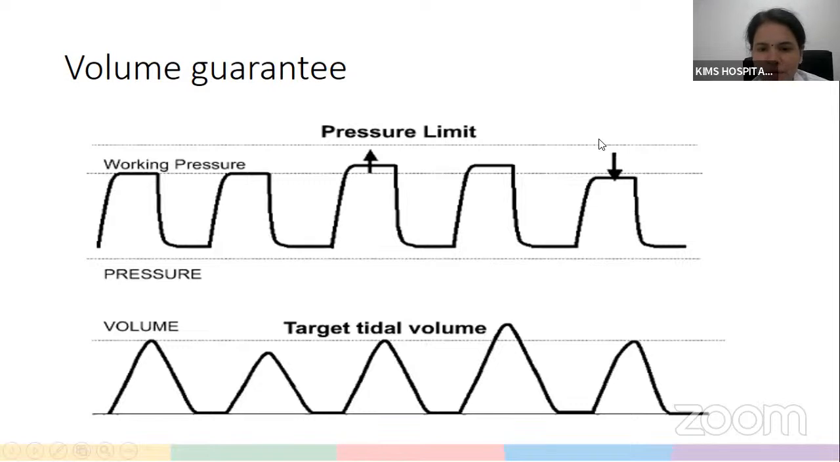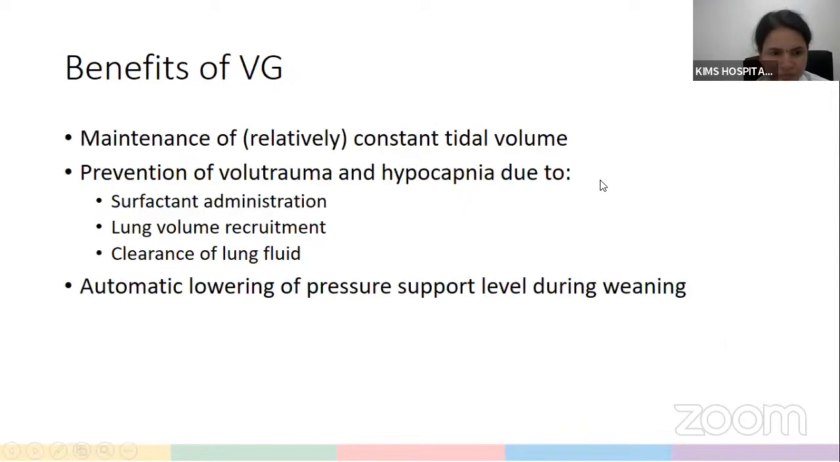So this is the volume guarantee mode, and this is the working pressure. This is the average pressure the patient is needing, and this is the PIP limit. We have set the targeted tidal volume. In this breath, the volume reached was lesser than the target, so you can see that PIP was increased in the next breath. In the next breath, we were able to reach the target tidal volume exactly, so the same pressure was continued for the next breath, but this time the tidal volume overshot. So here PIP has been reduced.